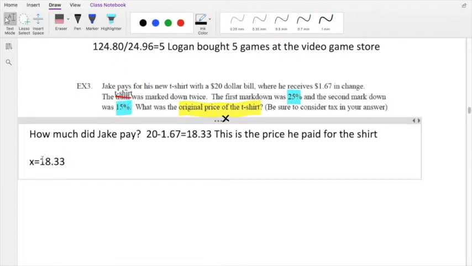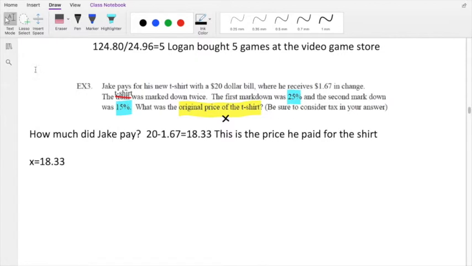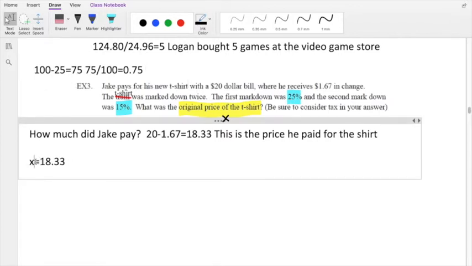Okay, so now we're going to plug those in. Now 25% off would be 100 minus 25, which would equal 75. So let's change that to a decimal. We go 75 divided by 100 equals 0.75. So we now have the original price. It was given a 25% discount, so we paid 75%.